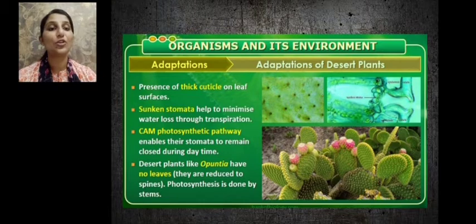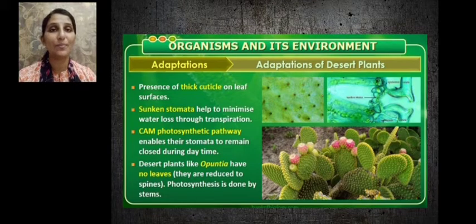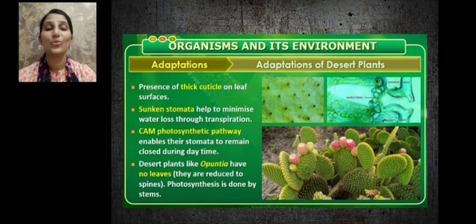Desert plants like opuntia have no leaves. That means the leaves are modified to form spines, and photosynthesis is done by the expanded, flattened part of the stem, which is a modified stem called the phylloclade. So these are the adaptations of desert plants: thick cuticle, sunken stomata, CAM pathway, and leaves reduced to spines, and photosynthesis is done by the swollen stems.